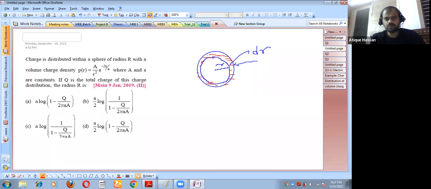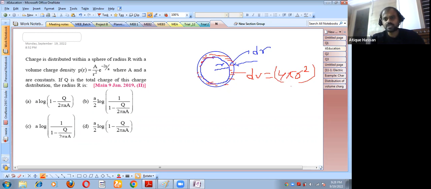So what is the volume of this part? Suppose it is dv. We know the surface area of a shell is 4 pi r square, and its thickness is dr. So the volume of this shaded portion will be 4 pi r square dr. Now I think you understand how to proceed. Got my point? We got dv.